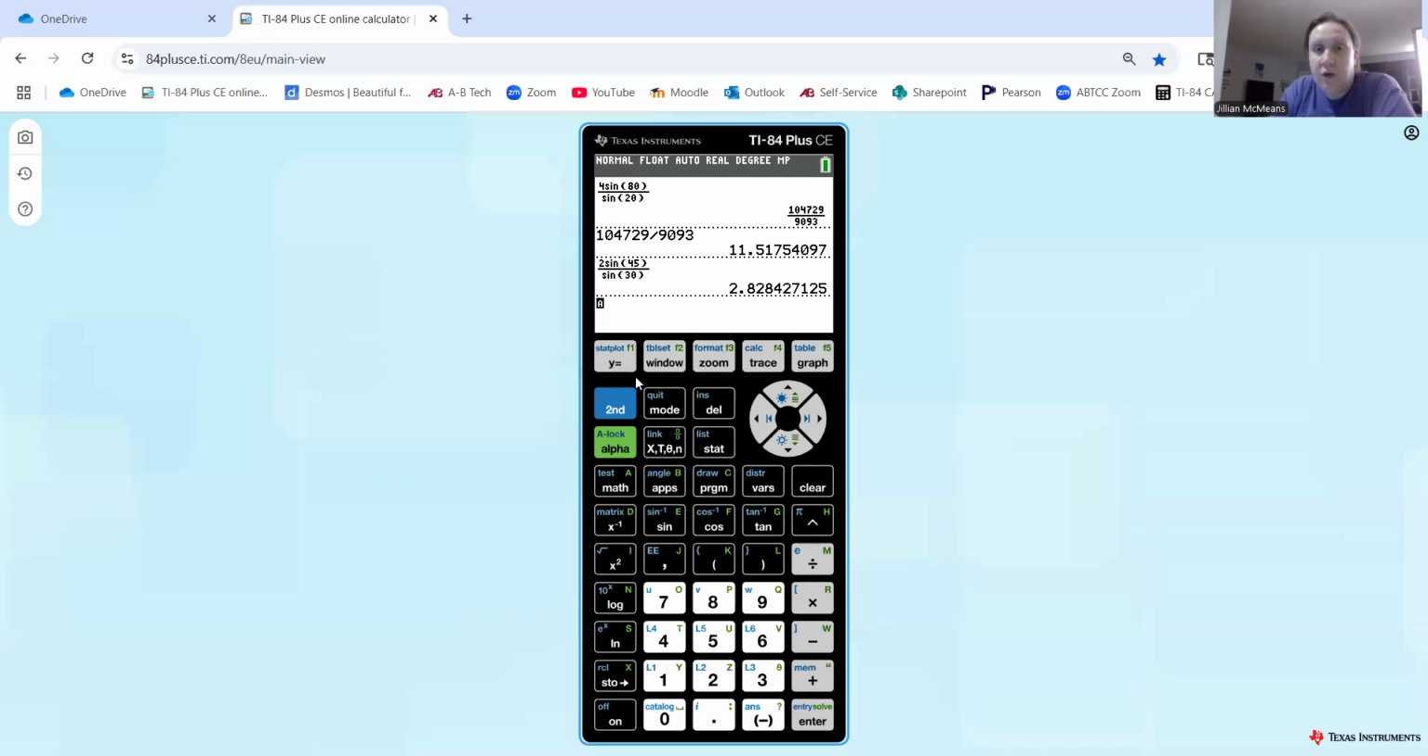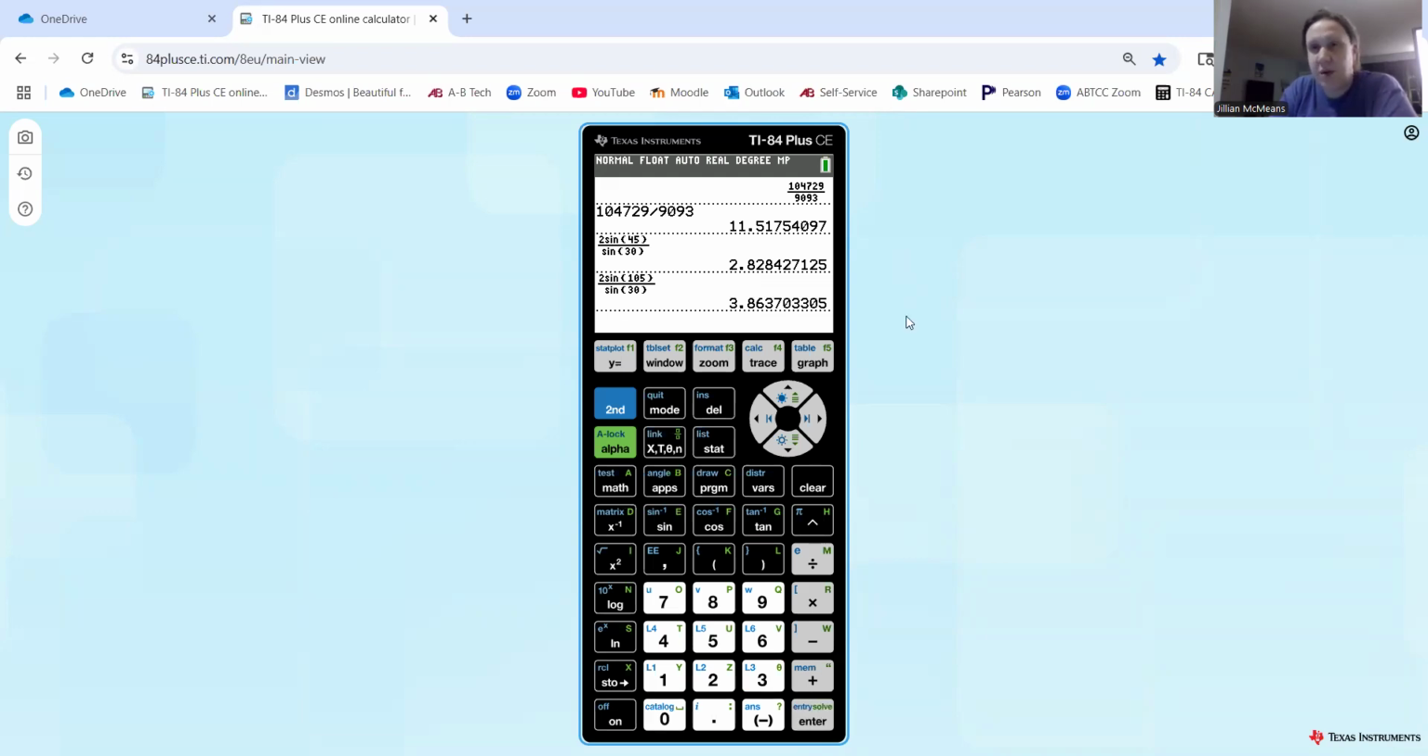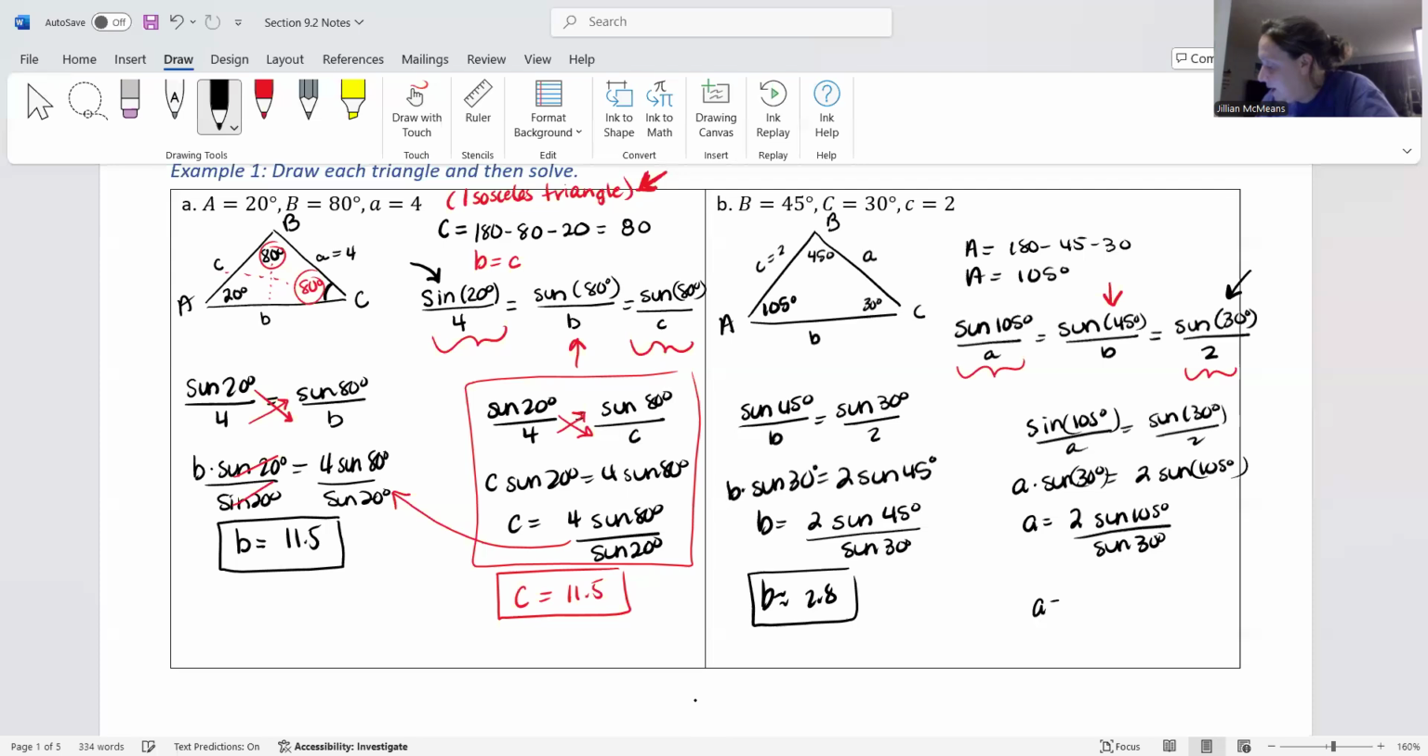So we're going to go to the calculator, and we have 2 times sine of 105 degrees divided by sine of 30 degrees. And again, we'll round to one decimal place. So we get 3.86, which is really 3.9 when we round. So we have that side a is 3.9. And we have everything we need here.